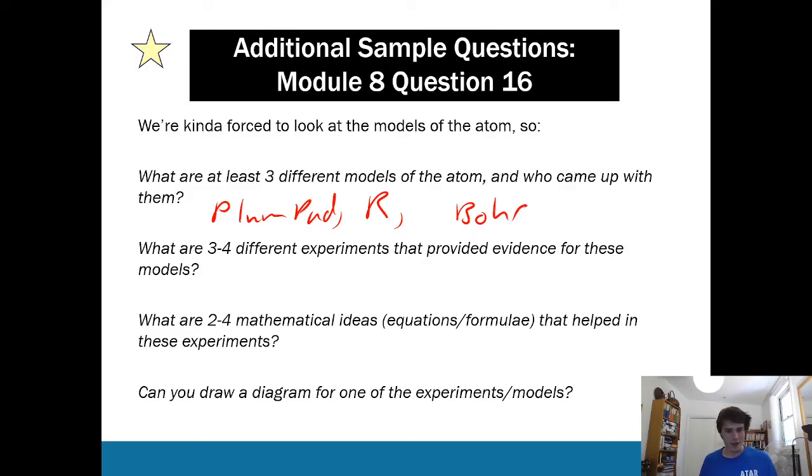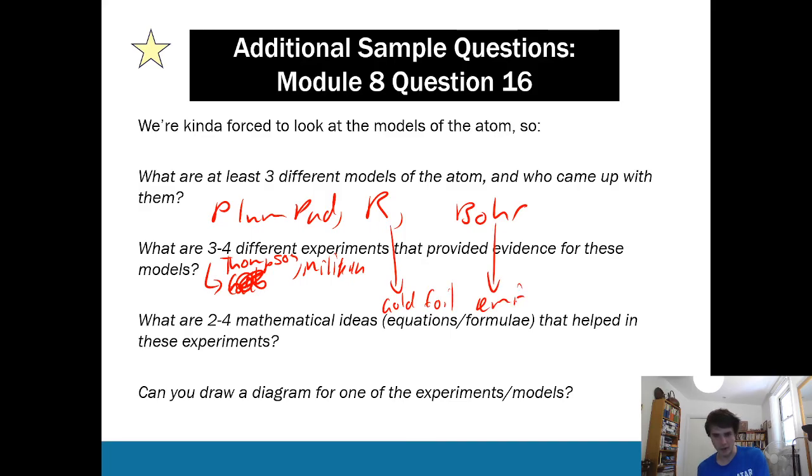So now we just need to think, okay, what are the different experiments that provided evidence for these models? Well, for the Plum-Pudding model, we could have the cathode ray experiments, Thomson's experiments, and Millikan's experiments. Probably the most interesting ones are, actually the cathode rays aren't too crazy. Let's go with Thomson's experiments. And then we've got Millikan's experiments. And then for Rutherford's model, obviously it's going to be the gold foil experiment. And then for Bohr's model of the atom, we can probably go with the emission spectrum. Those are all of the experiments that we can look at here.